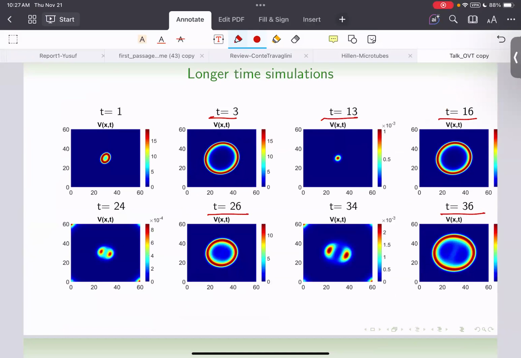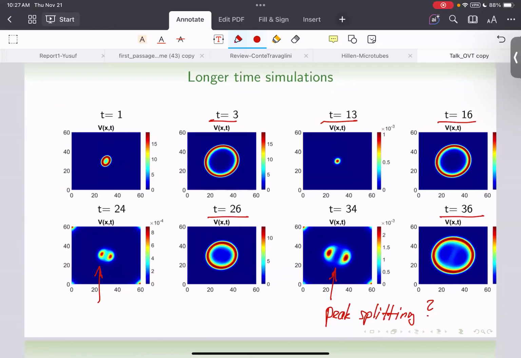There's also the effect of peak splitting. So here we get 2 peaks coming out, and here as well. And we were not sure what that is. I've never seen this effect before. I think there's some form of bifurcation sitting underneath, but I have no idea what that is. So if somebody wants to analyze this peak splitting, it's an interesting mathematical problem. Probably not easy.